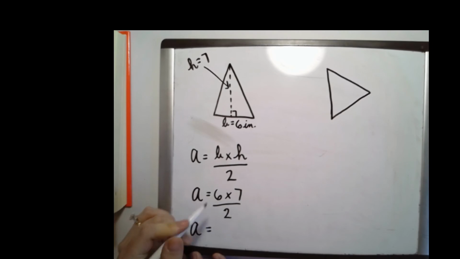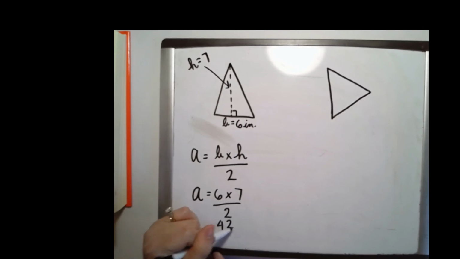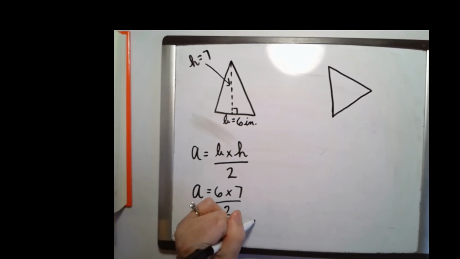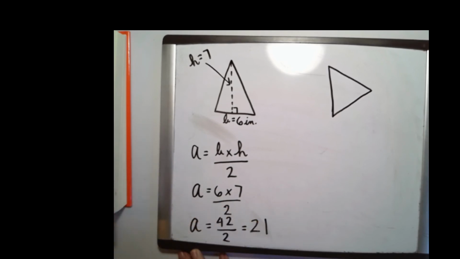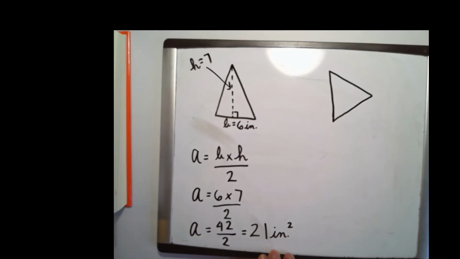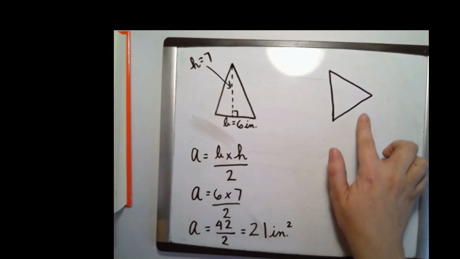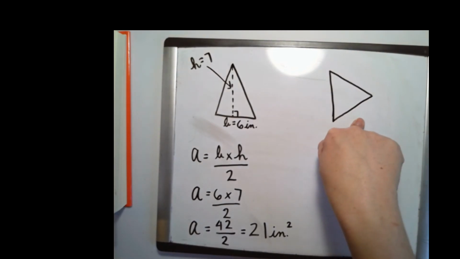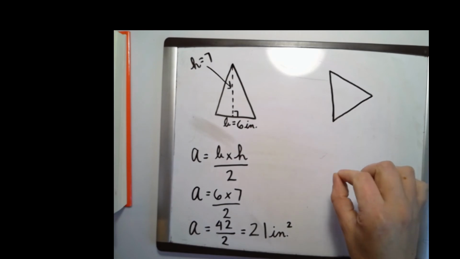So the area of my acute triangle equals 42 divided by 2, which equals 21. So 21 inches squared, or square inches. You can say it either way, it means the same thing. Okay? So now we're going to use this one, and I'm going to solve it by using my other formula.